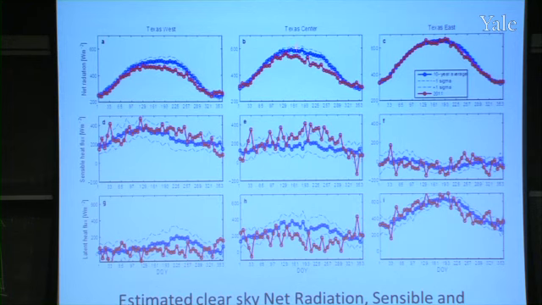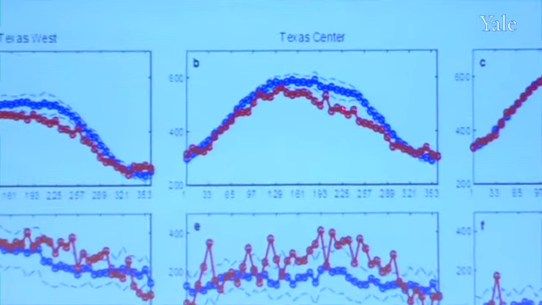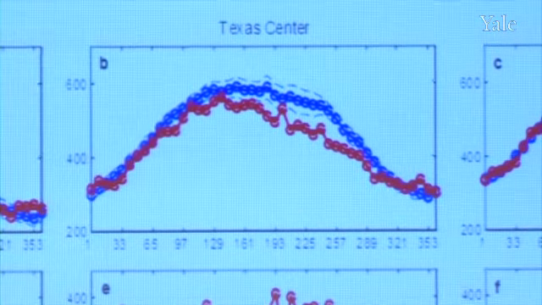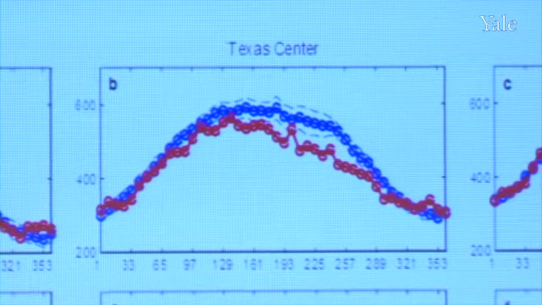Let me just focus on Central Texas. There's too much to talk about in all of these. Okay, so by the time you get to August, you're seeing quite a reduction in net radiation in Central Texas compared to a normal year. And that is primarily due to that increased albedo. You're reflecting more of the sun's radiation.